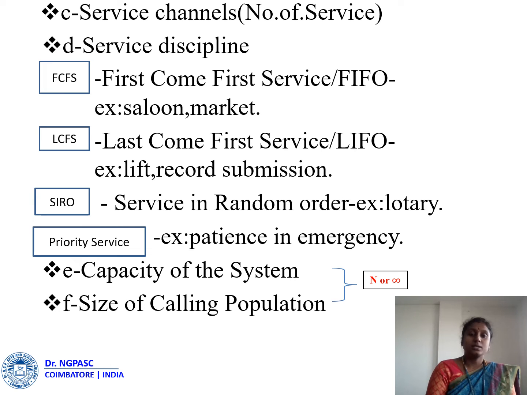Next, priority service. For example, the doctor attends one patient, but emergency patients will come, so the doctor must attend to that emergency patient. That means priority service. Next, E is the capacity of the system and F is the size of the calling population. These two may be n or infinity, that means limited or unlimited.